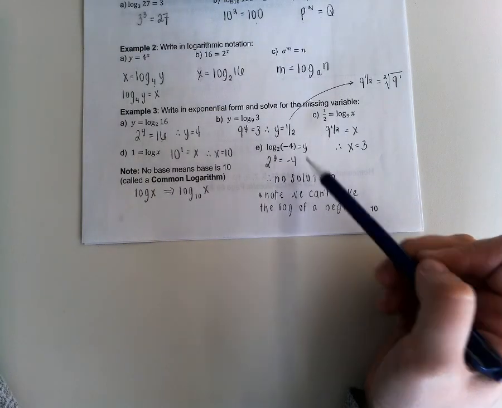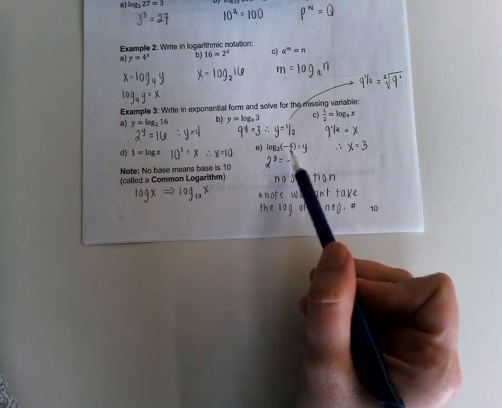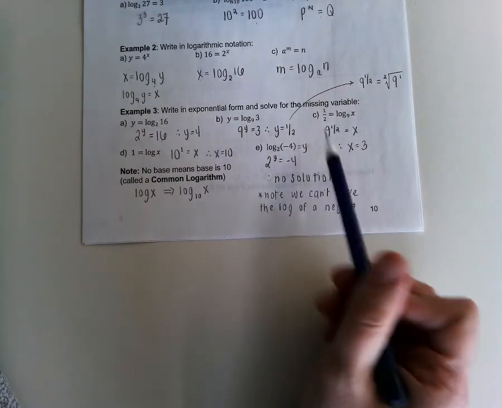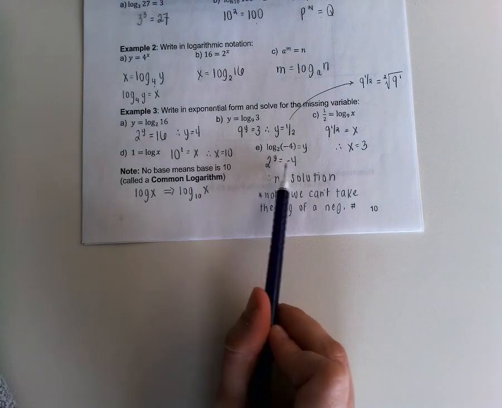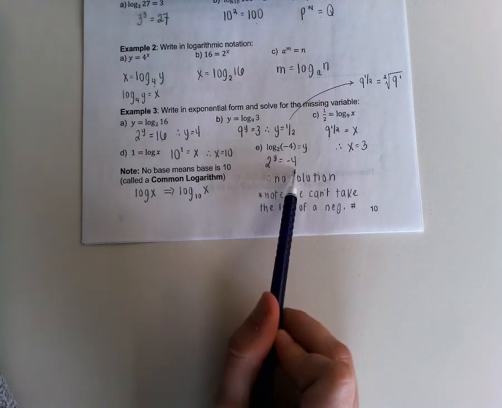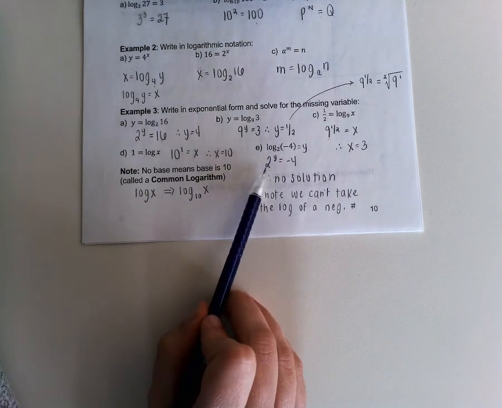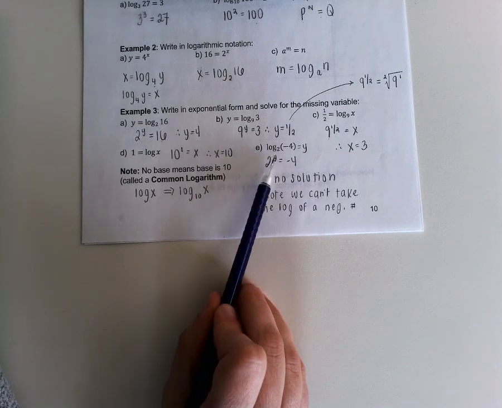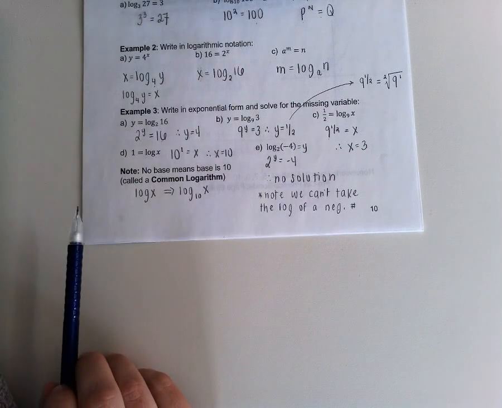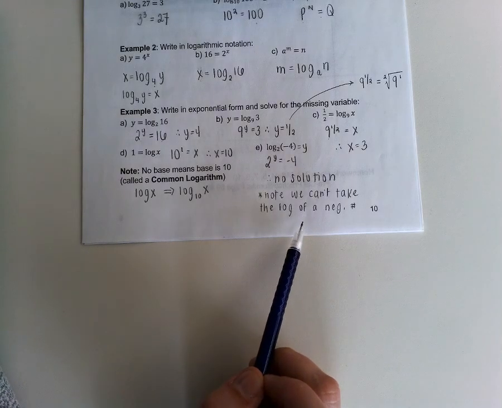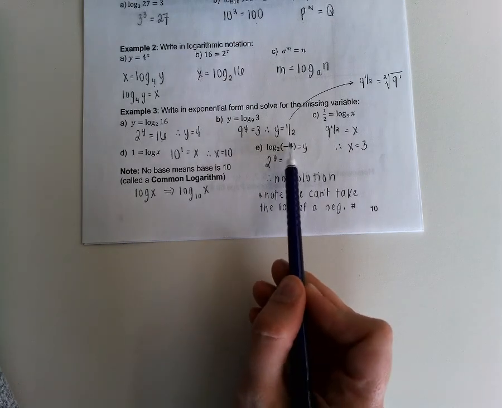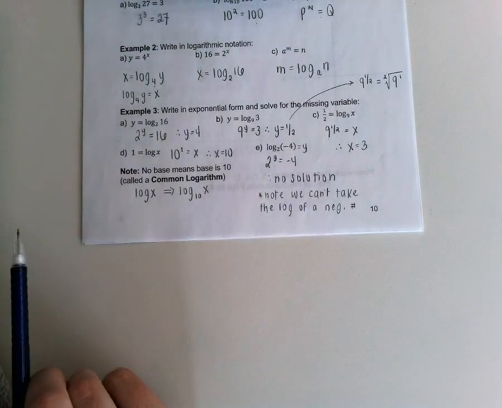And for question E, we have log base 2 of -4 equals y. When we change this into exponential form, 2 to the power of y equals -4, and we know that this has no solution. We can't raise a positive number to any power and get a negative solution. So a little note that we'll use going forward is that the body of the log here cannot be negative.